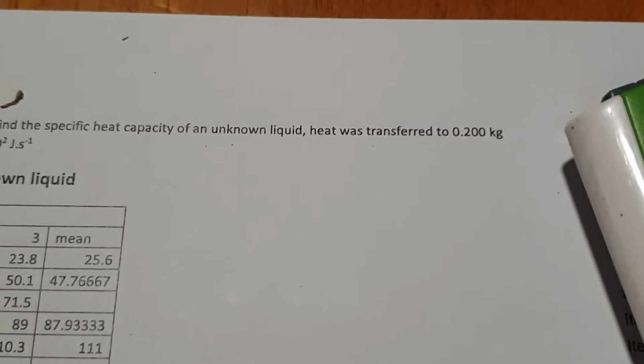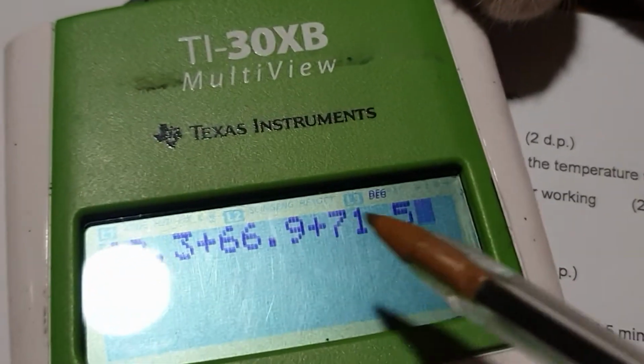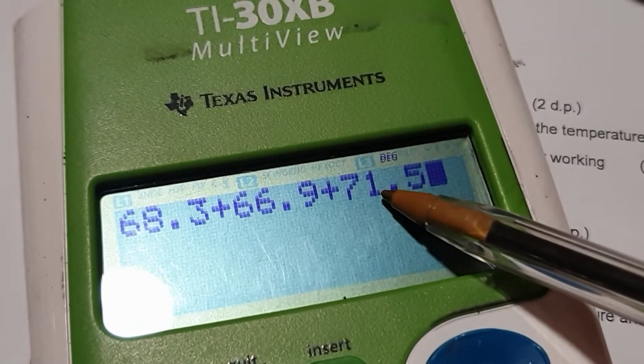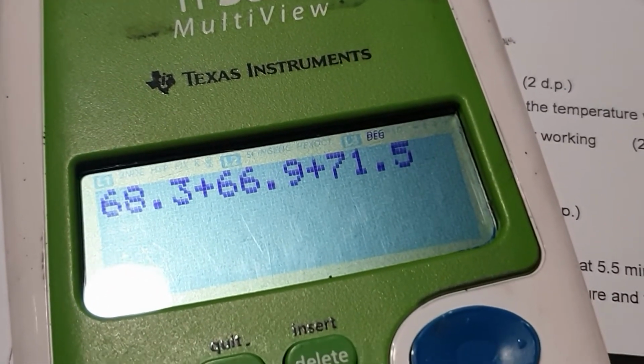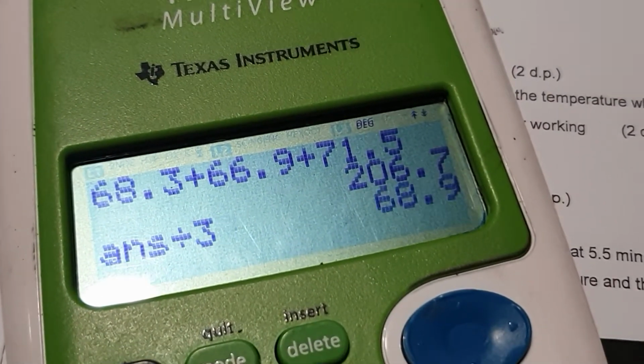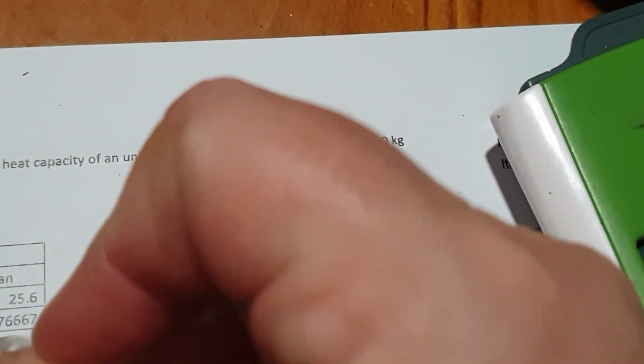68.3 plus 66.9 plus 71.5. Be really careful that you total that before you divide by 3. Otherwise, it's only going to divide the 71.5 by 3. So either use brackets or total it before you divide by 3. 68.9.